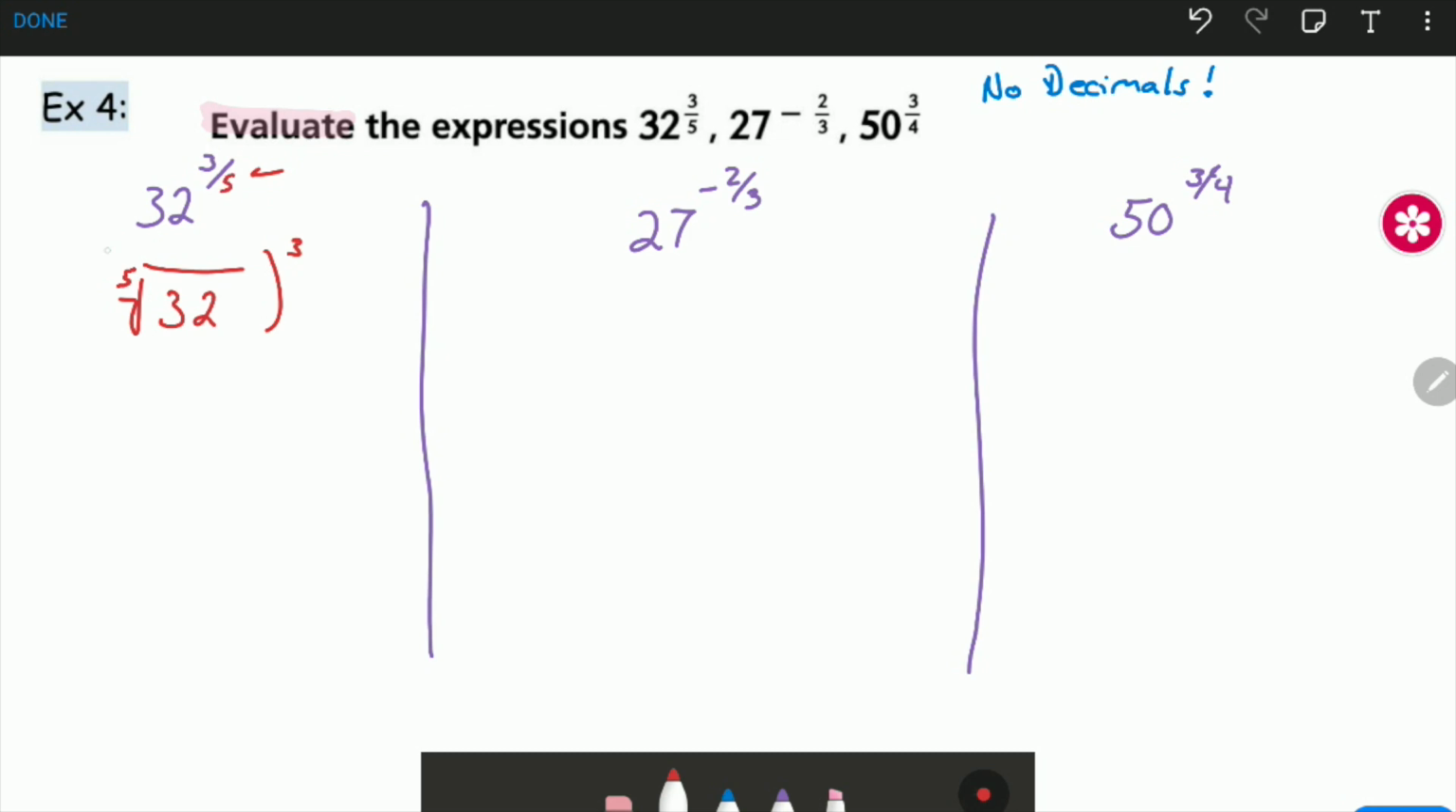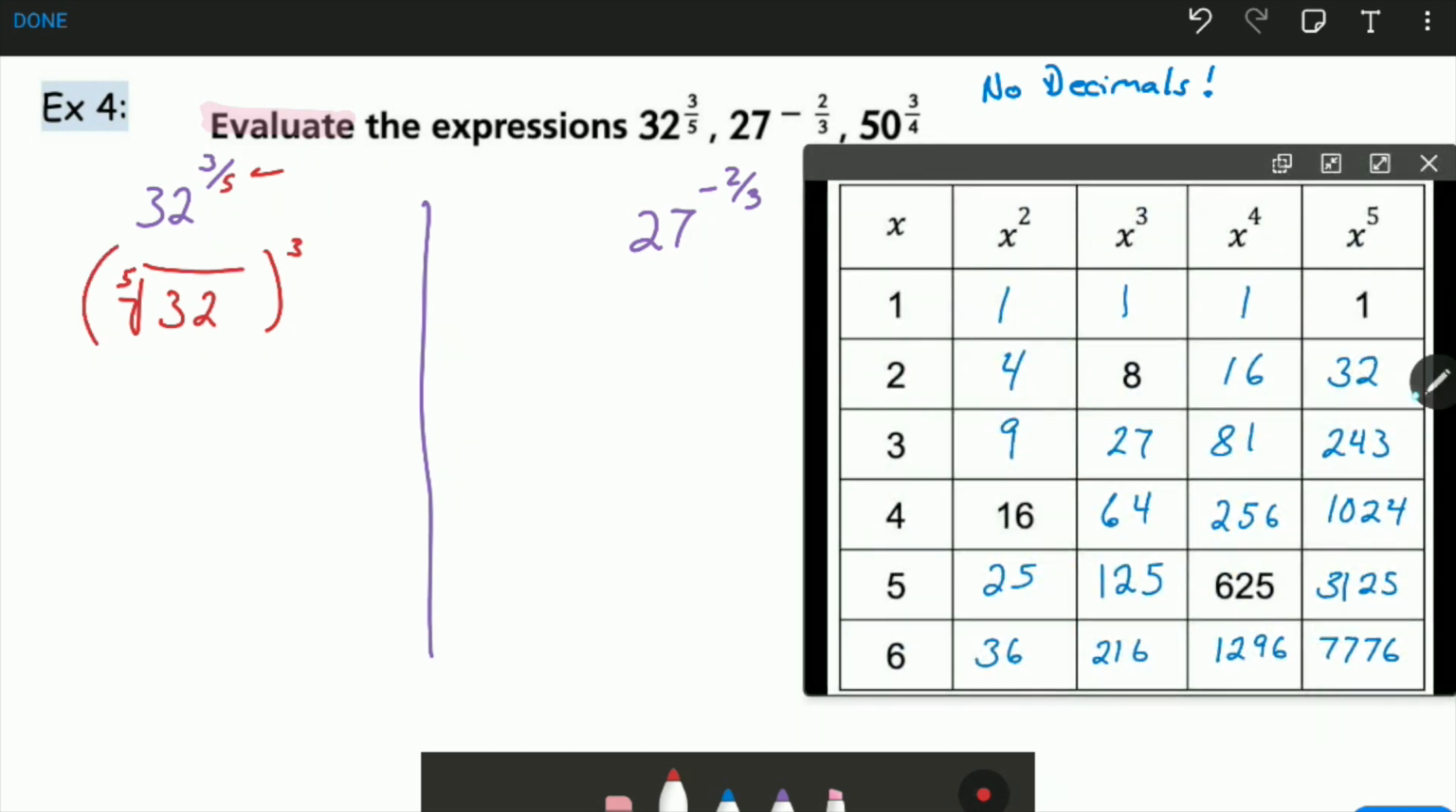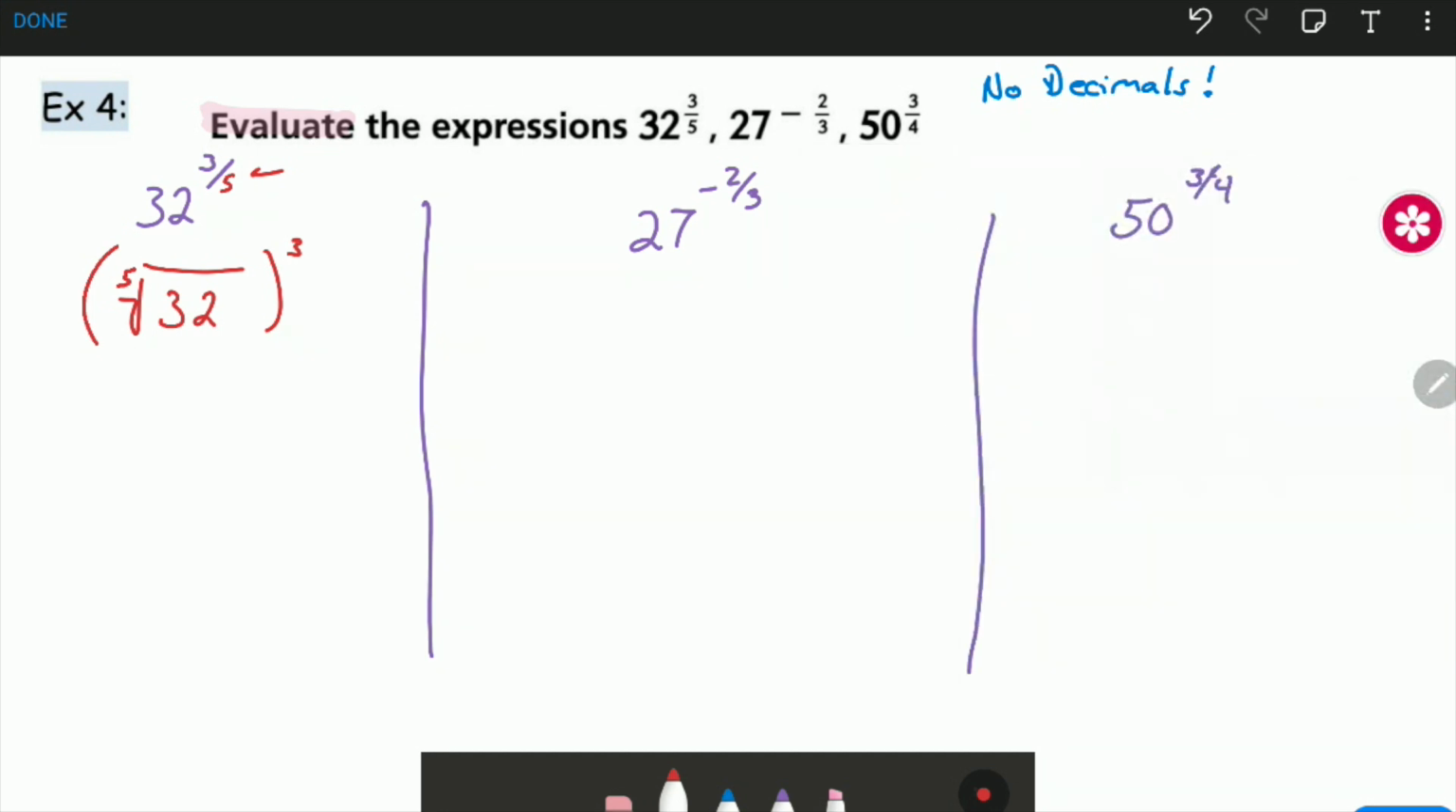So the fifth root of 32, if I pull up the chart, you can see the fifth root of 32 is right here. It is 2. So fifth root of 32 is 2. And then we're doing 2 to the third power, which is 8. So that's the first one. It just involves switching it to a radical and then evaluating it from there.